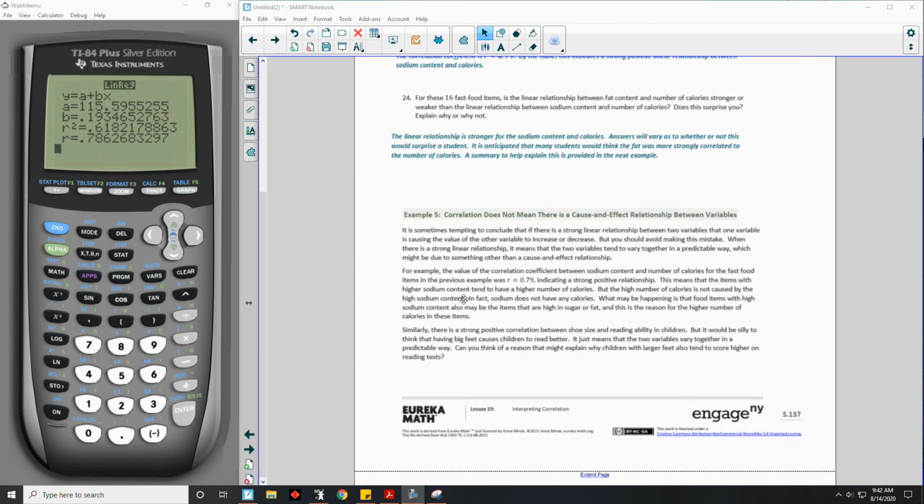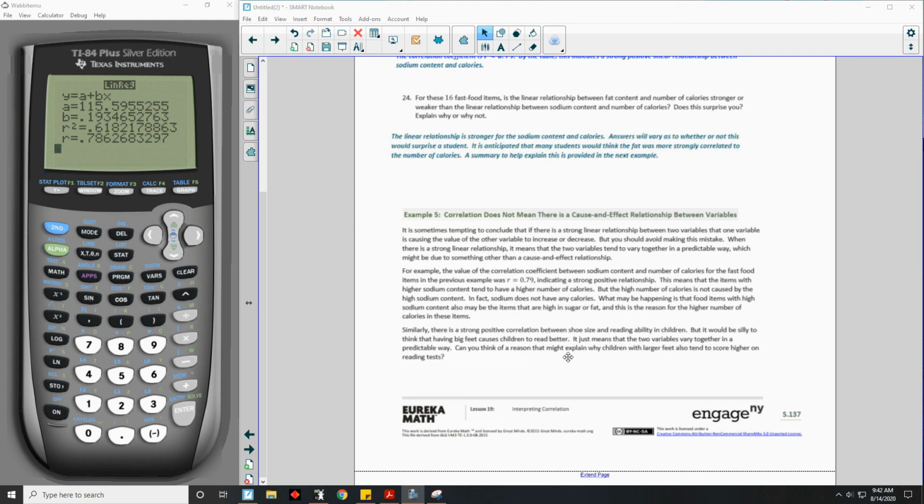Example 5. Correlation does not mean there is a cause and effect relationship between variables. It is sometimes tempting to conclude that if there is a strong linear relationship between two variables, that one variable is causing the other variable to increase or decrease. But you should avoid making this mistake. When there is a strong linear relationship, it means that the two variables tend to vary together in a predictable way, which might be due to something other than a cause and effect relationship. Do not ever say this caused this to happen.